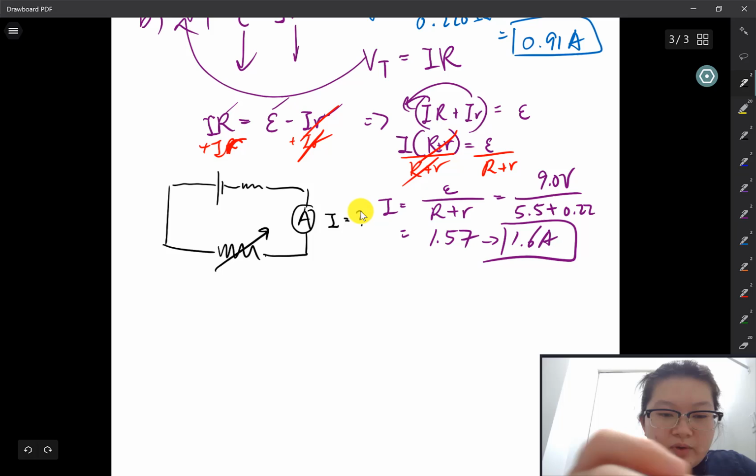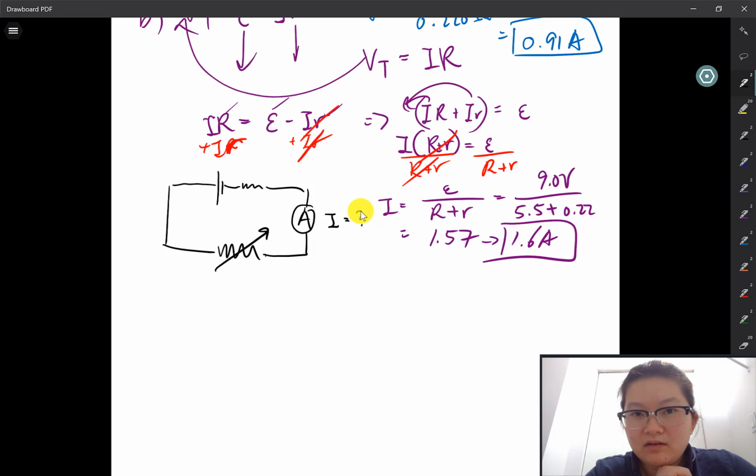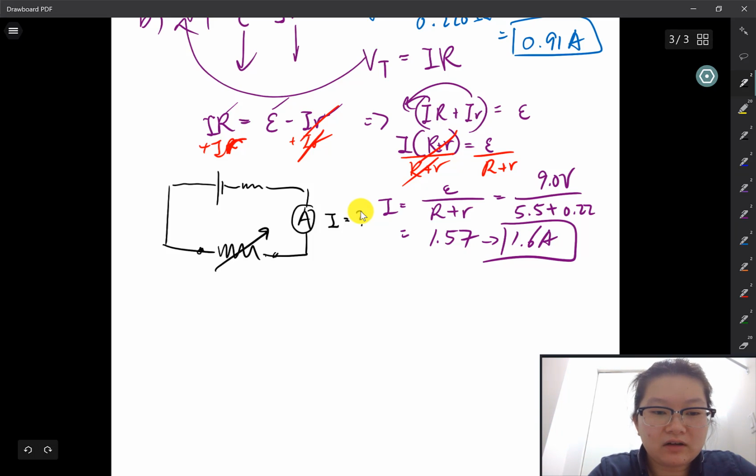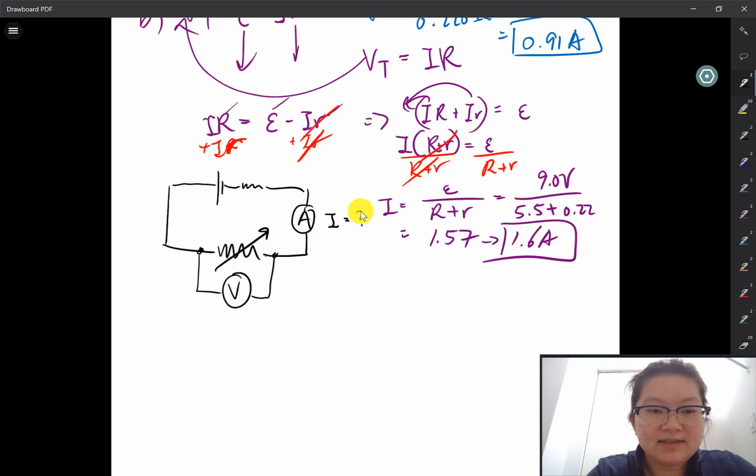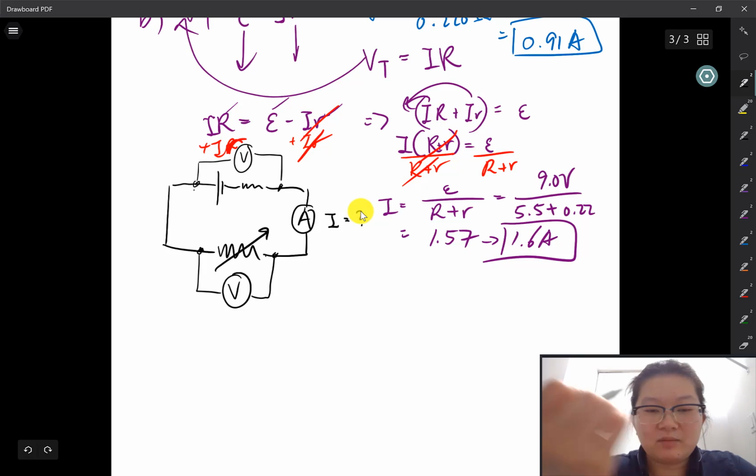And of course, we also want to find the terminal voltage. So keep in mind the terminal voltage could be here. You can find it by just attaching the voltmeter in parallel with this variable resistor, since it's going to be exactly the same thing ideally over there, assuming the wires have very low resistance. Okay, so even if you attach it over here, it's exactly the same thing. So it doesn't matter.